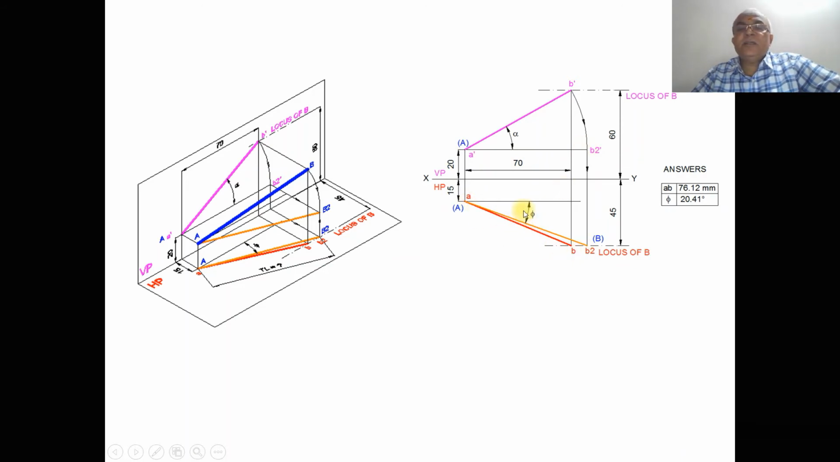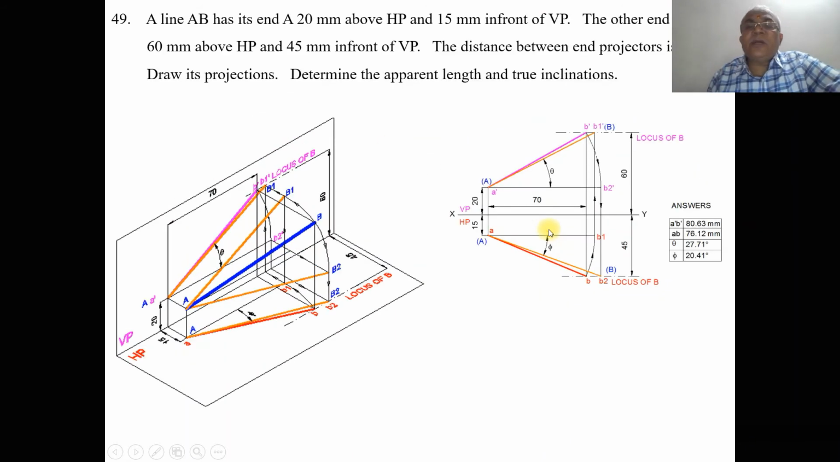So you measure the inclination phi with respect to VP, which is being recorded here. So this is how you will be able to analyze this problem in 3D and also in orthographic view. Now we are going to try to solve the problem by using the sketchbook.